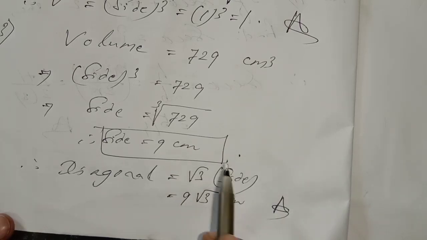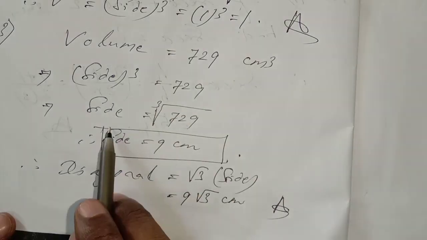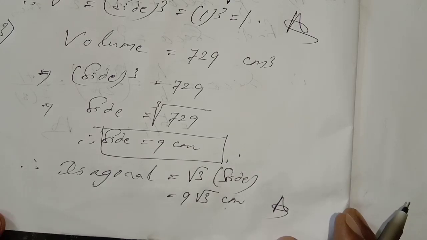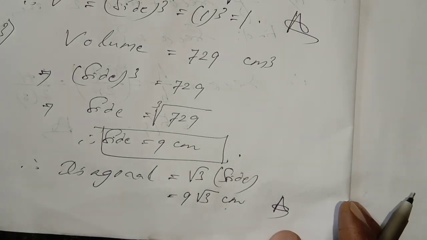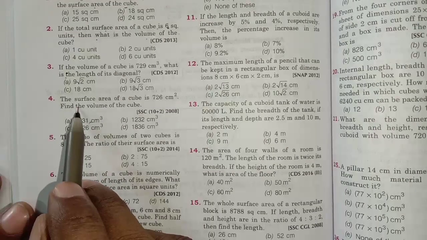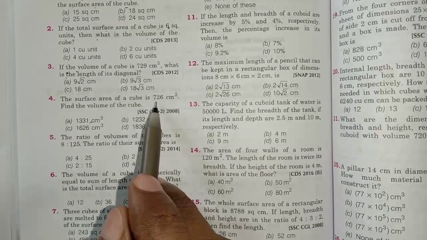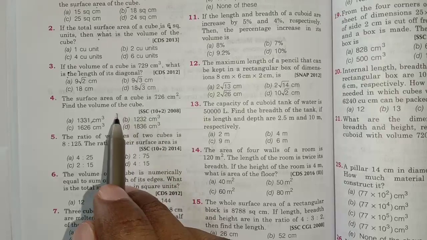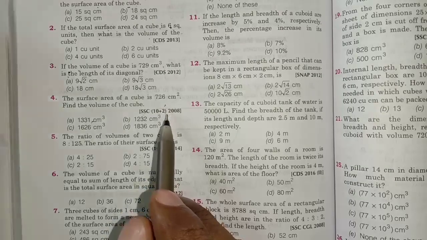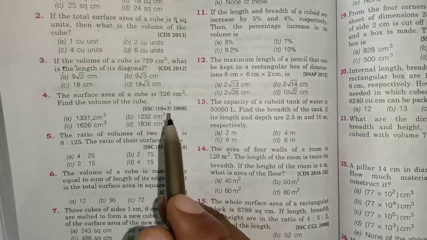The question is given, volume given, then you have to find out side, then you have to find the diagonal. These are short type questions, but you have to practice thoroughly. This type of question will come in the exam. Next question. See the question number 4. The surface area of a cube is given as 726 centimeter. Find the volume of the cube. Surface area is given and you have to find out the volume. How to find out? Just see.